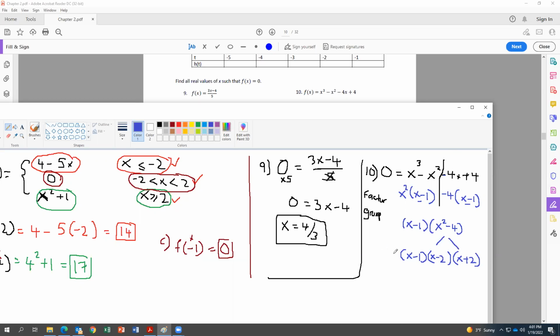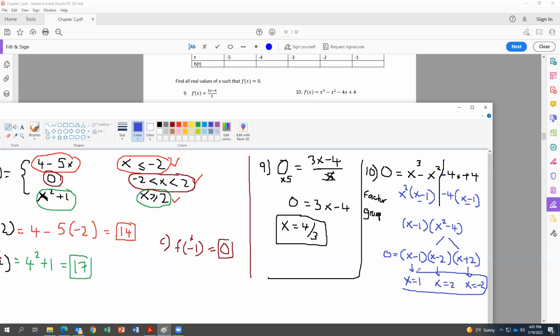And you have to make all these equal to 0. So when you make all this equal to 0, x in this case, -1 becomes +1. You just make them equal to 0 and move the -1 over. x in this case will be 2, and x in this case will be -2. So this is your solution for question 10.